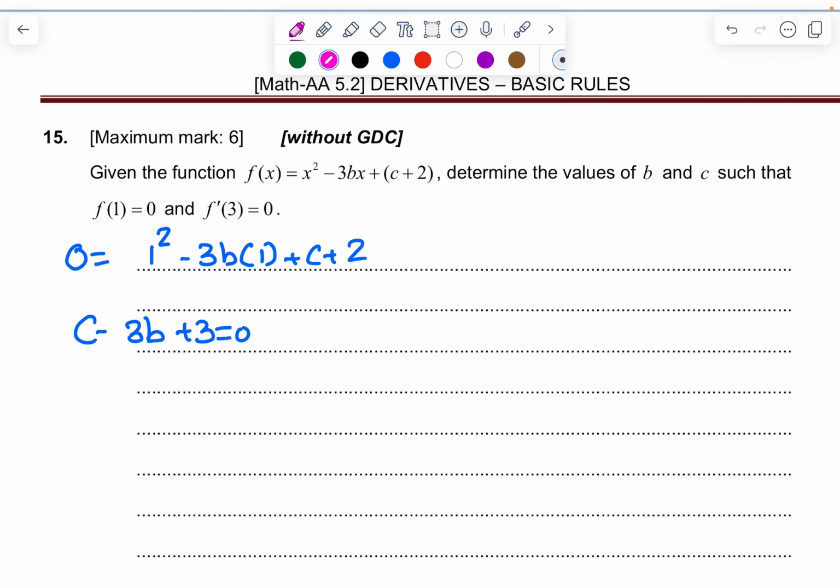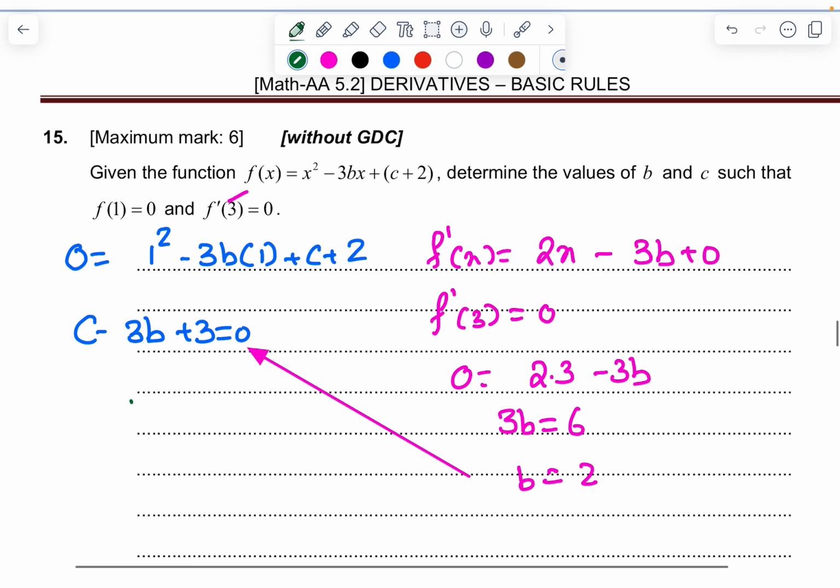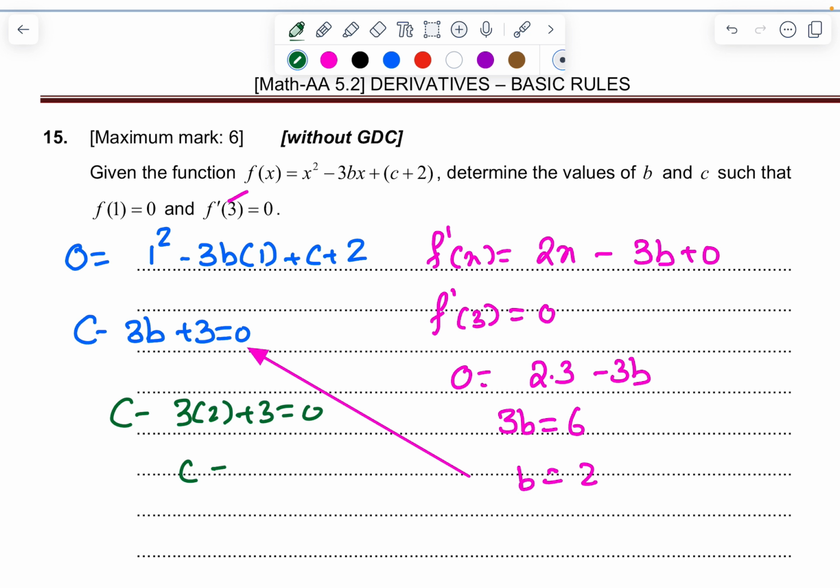Next, f prime 3 equals 0. So what is f prime x? First of all, x squared's derivative is 2x, minus 3b plus 0. So f prime 3 should be equal to 0. So 0 equals 2 times 3 minus 3b. So 3b equals 6, b equals 2. So plug in b equals 2 over here. What does that become now? c minus 3 times 2 plus 3 equals 0. c equals 3.